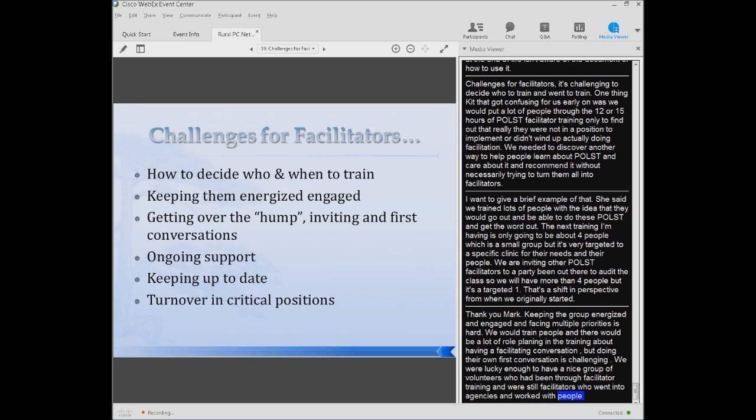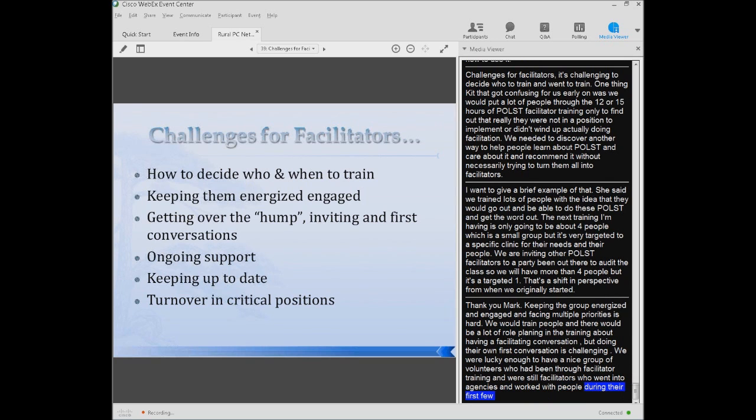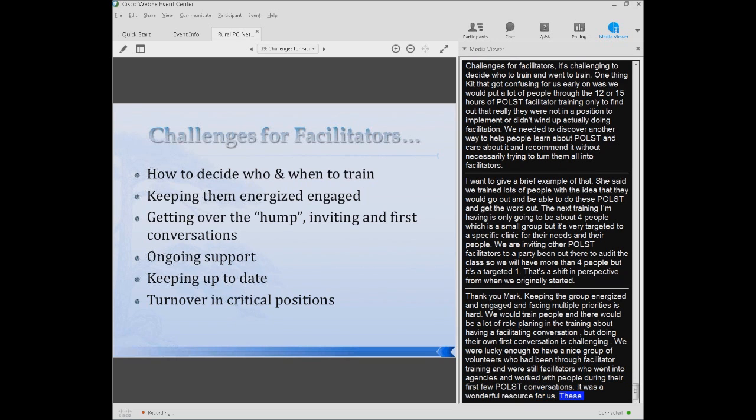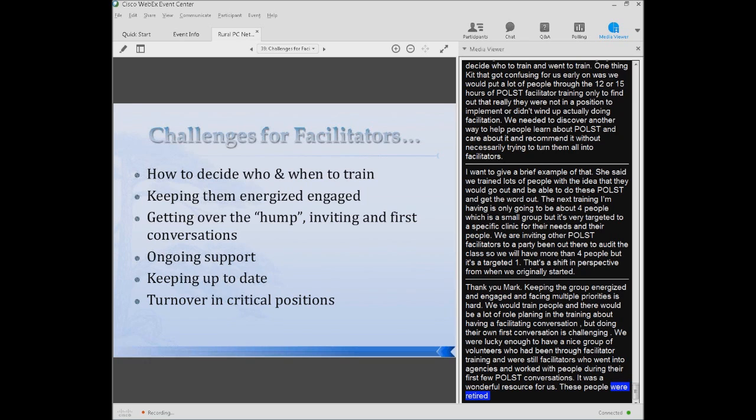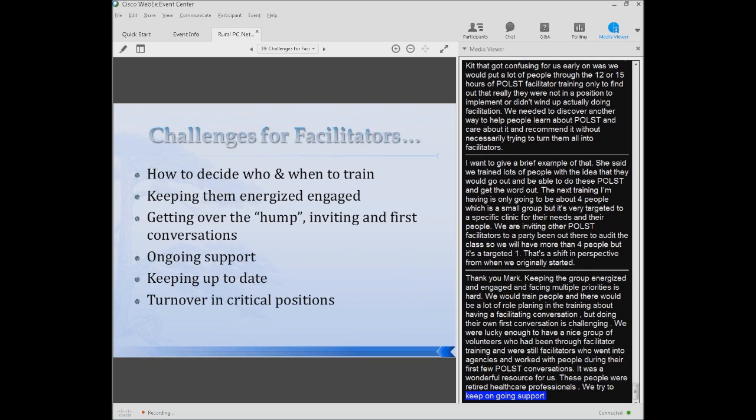Continues to be. Yeah, these people actually, most of them, Mark reminds me, were retired healthcare professionals, or are retired healthcare professionals. We try to keep ongoing support for those facilitators, meeting quarterly with those who are available to come and keeping in touch with them, keeping up their resources, et cetera.